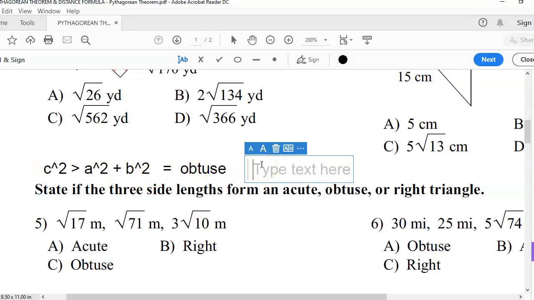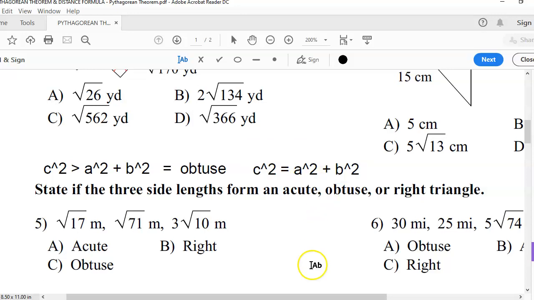Of course, if c squared is equal to a squared plus b squared, and we're talking about the longest side of the triangle now, then it is right. And your other option is acute.